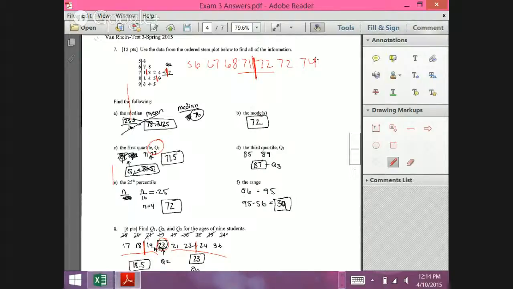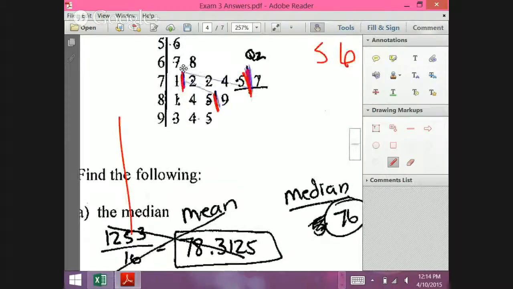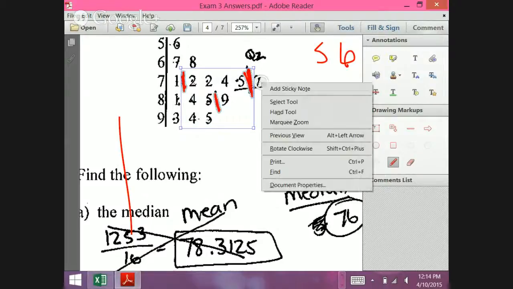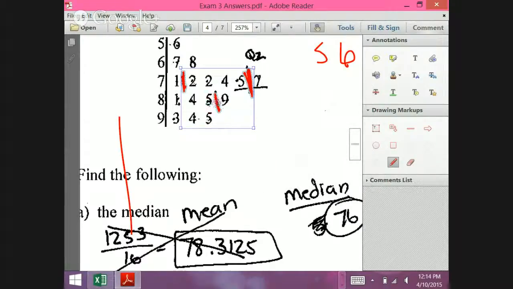93 and 94? Yeah, because I took all the numbers and just wrote them all out. This is where Q1 would be. Q1 would actually be in between these two, 71 and 72. Q2 would be in between 75 and 77, and Q3 would be in between 85 and 89.